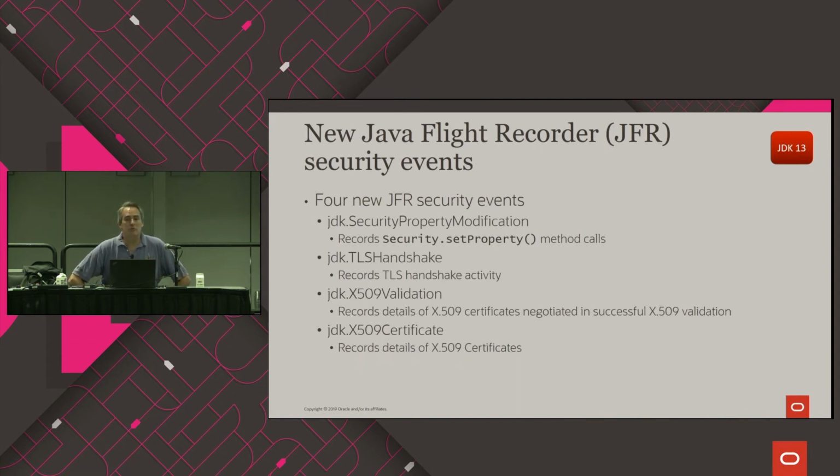Also, for those of you that use Flight Recorder, we have a bunch of new security events for those now. There are 4 of them. The first one is jdk.SecurityPropertyModification, so this will tell you all about what properties were modified. Same thing for TLS handshake, for X25519 validations, and for certificates, specifically what the contents were of those certificates. Again, this was all added in JDK 13.